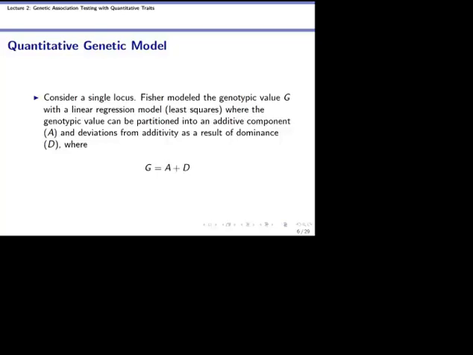So Fisher modeled the genotype value. Now let's focus on the genetic components, the genetic components that are influencing your trait. Fisher modeled this using linear regression, and he separated the genetic components into 2 parts: that due to additivity, and that due to dominance.